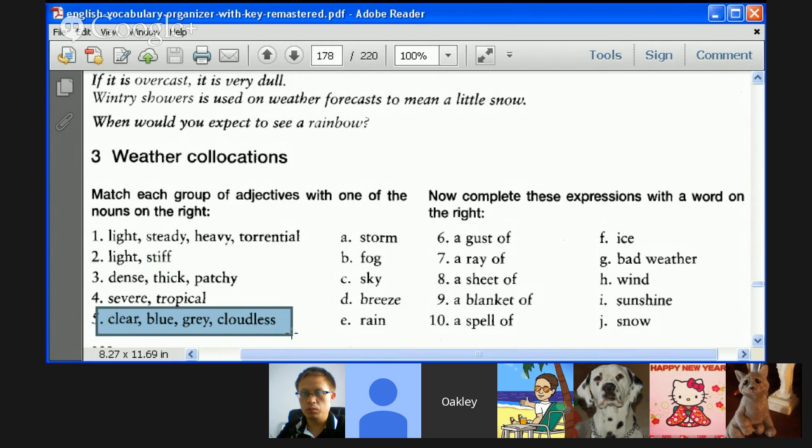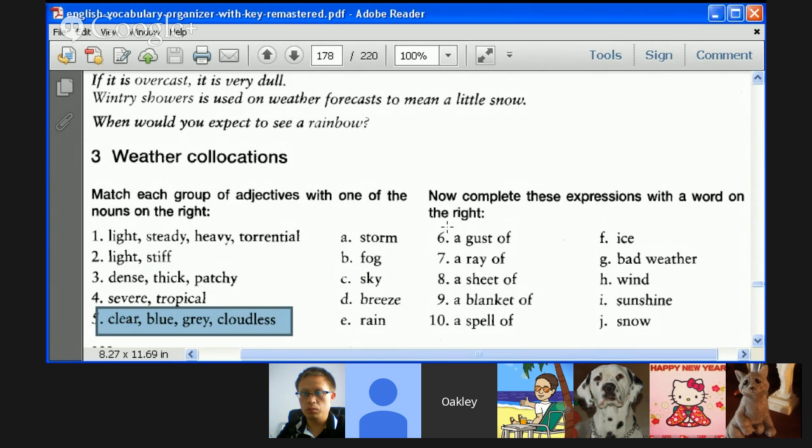Okay, next one, Germain. Number 5. The only one left: sky. Okay. Clear sky. I mentioned that earlier. Blue sky. Gray sky. I think I mentioned all of these. Cloudless sky. Sure. Or obviously cloudy sky. Okay. Simple enough. I think we kind of talked about all those.